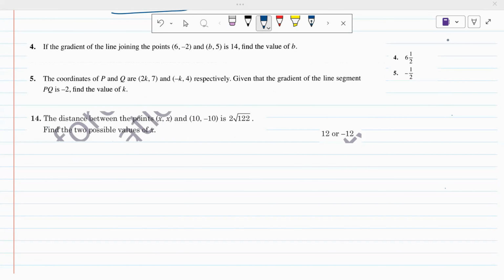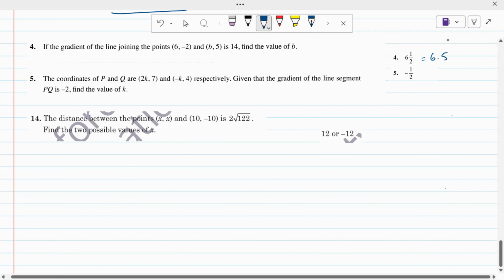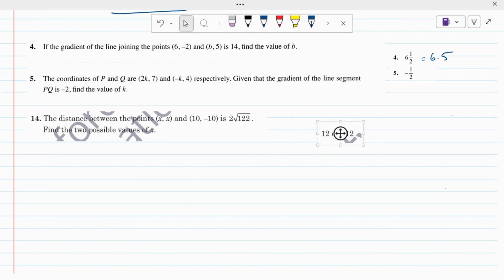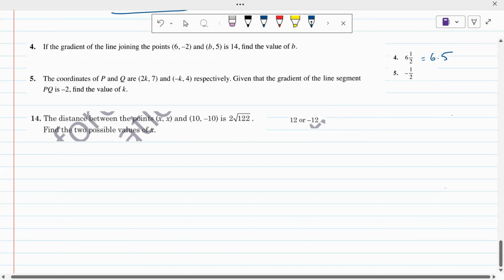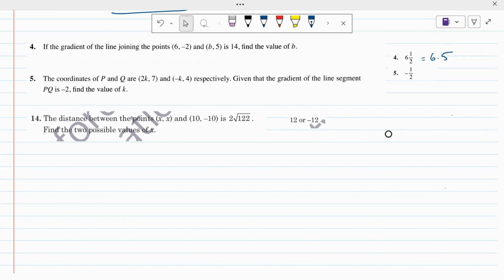Okay, so these are the answers for 4 and 5. For 4, it's 6 whole 1 upon 2, which is also 6.5. For 5, it's minus half. And for question 14, this is 12 and minus 12. 4 and 5 are easy, I'm sure you would have got the answers. 14, I'll do it for you.